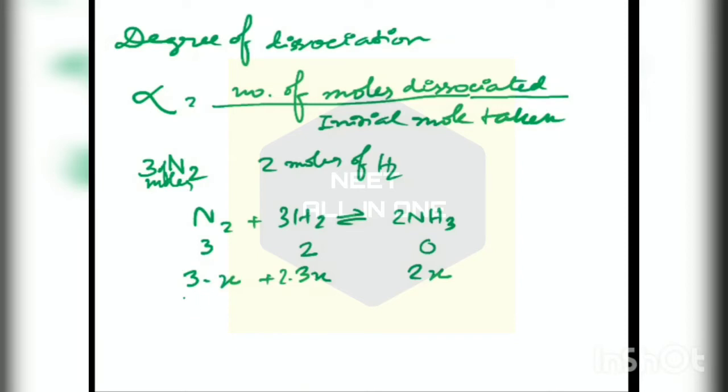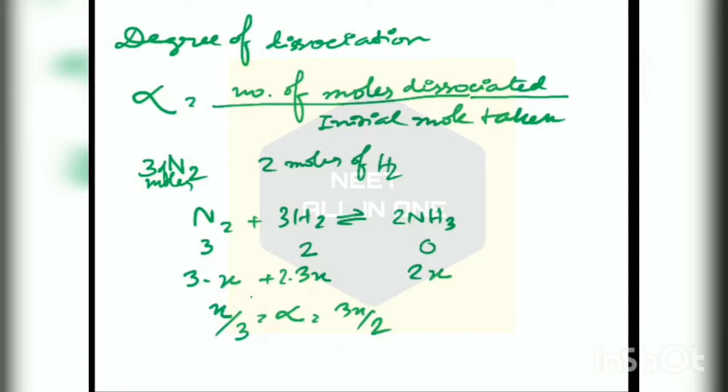So from this, X is the moles involved, that means the number of moles dissociated, and this 3 is the initial mole. So if we write x by 3, that will be our alpha. Also we can write it like this, 3x by 2, that will also be alpha.